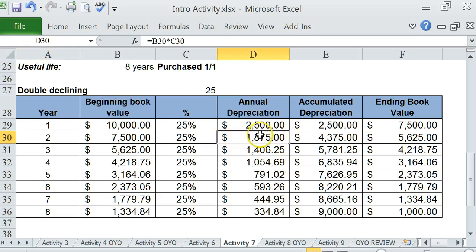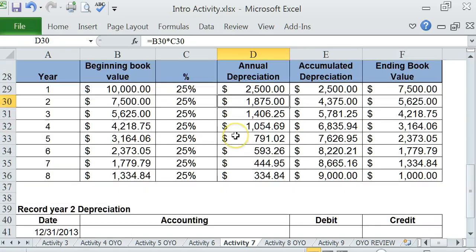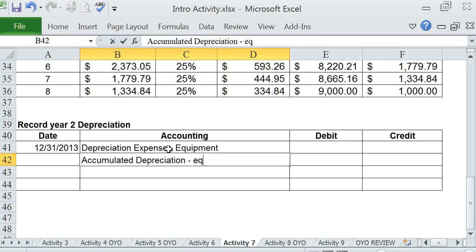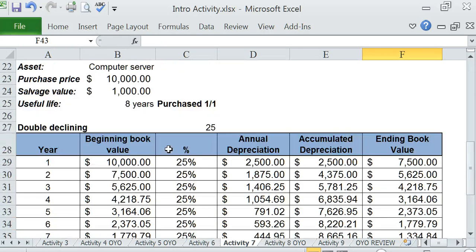The annual is for the current year. Accumulated is adding up year to year, but for year 2, we have $1,875. So our journal entry is still going to be the same. Depreciation expense, probably equipment, I think is what the server should be under. Accumulated depreciation equipment, and this time it's $1,875, and that's for year 2. Okay, so that's how you do declining balance.